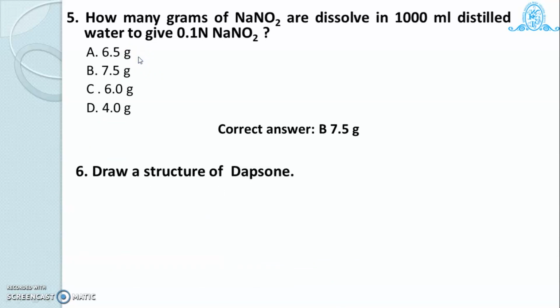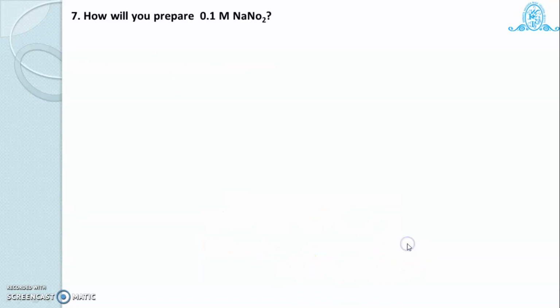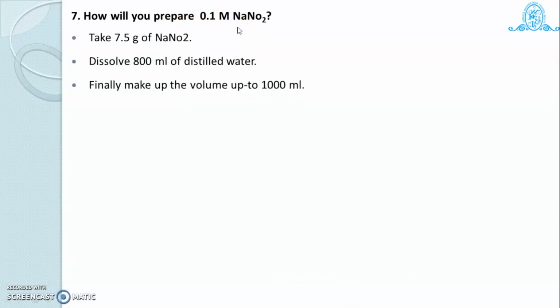Next question: draw the structure for Dapsone. And here is the structure for Dapsone. Next question: how will you prepare 0.1 molar sodium nitrite solution? Answer: take 7.5 gram of sodium nitrite, dissolve in 800 ml of distilled water and finally make up the volume to 1000 ml.